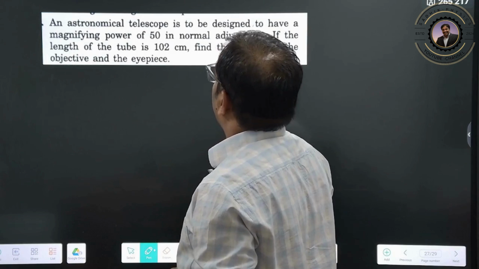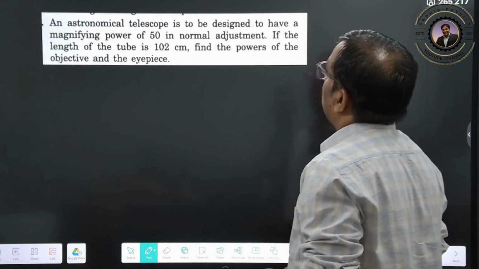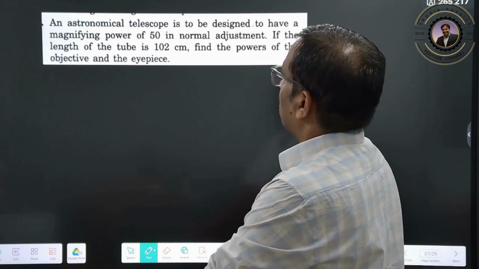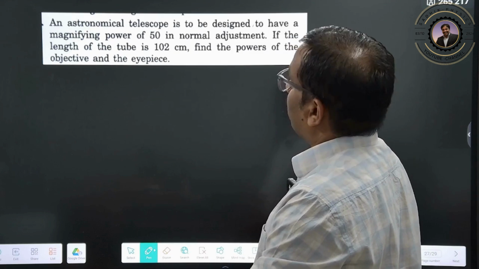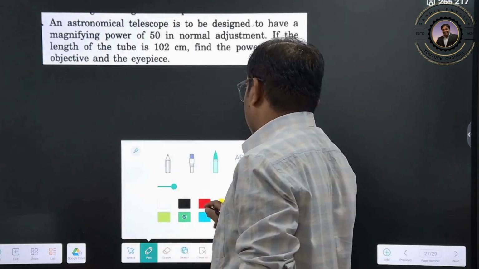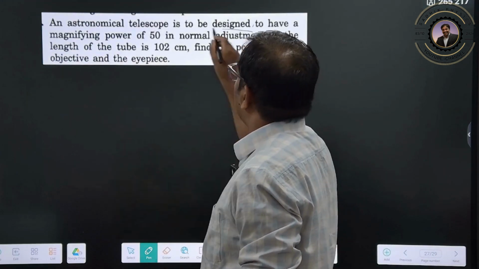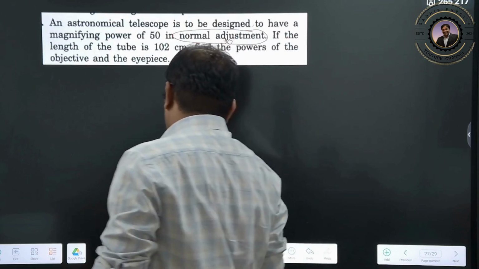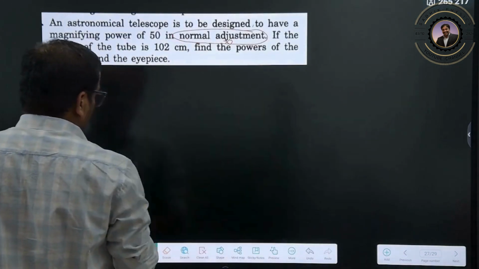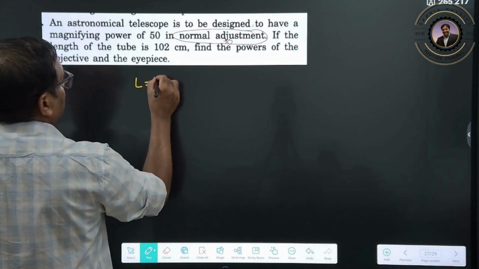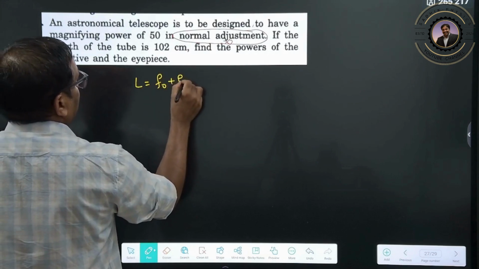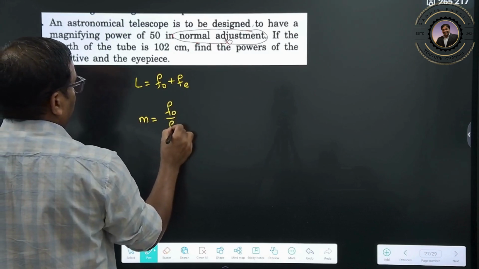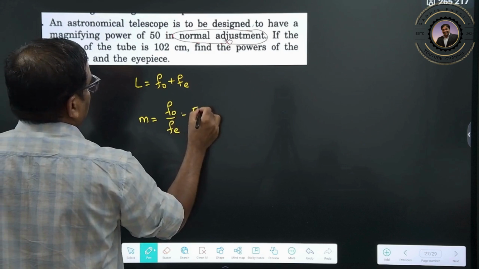An astronomical telescope is to be designed to have a magnifying power of 50 in the normal adjustment. If the length of this is given, find the powers of the objective and eyepiece. Okay, this is a simple thing. Again, normal adjustment means image is at infinity. Clear? So that you can remember. L is equal to F0 plus Fe. So magnifying power is nothing but F0 by Fe, and the magnifying power is 50.